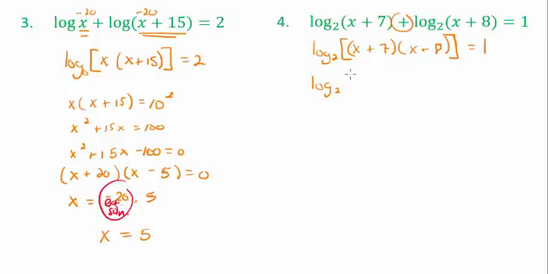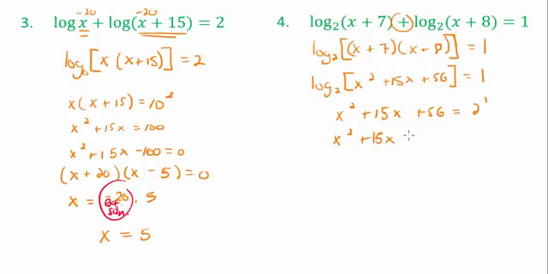So let's go ahead and multiply this out first. So we'll have x squared plus 15x plus 56, and this is equal to 1. Now I'm going to change this into exponential form, which is x squared plus 15x plus 56 is equal to 2 to the first. I need to move the 2 to the first, which is 2, over to the left side, so I have x squared plus 15x plus 54 is equal to 0.